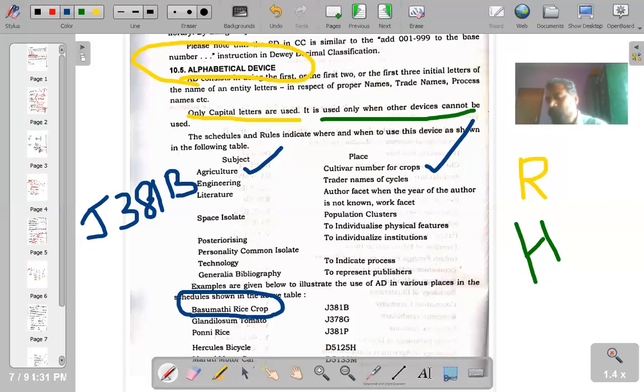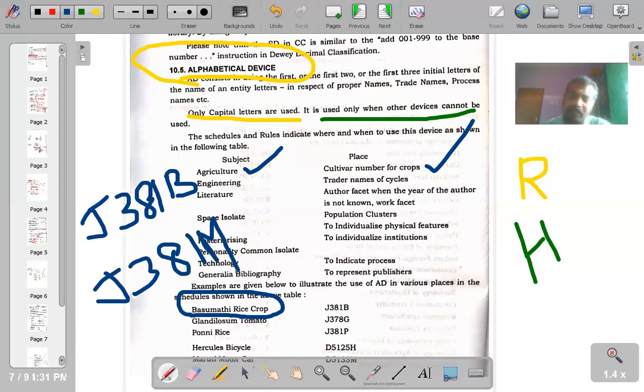Okay. For example, there's something called Manachanallur Ponni. So what you can do is you can write J381M for Manachanallur Ponni. No problem. IR 8, IR 20, IR 40, Trichy Ponni, Karnataka Ponni, this, that, everything. For each and every variety of rice, you can have a number just by writing the first letter, first two letters, or first three letters of that particular rice variety. Fine. It's very, very simple.